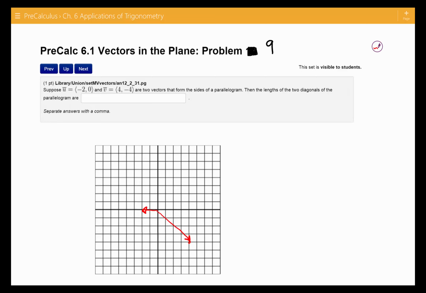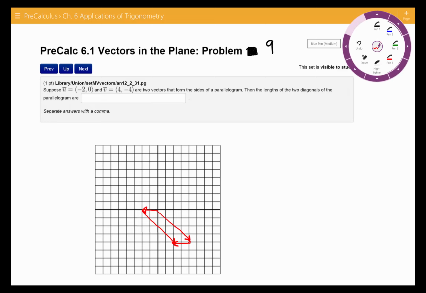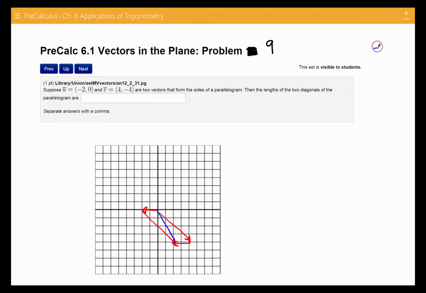Obviously, I can place the other vector u right here, where it goes over to the left, and the other vector v right here, and I've got my parallelogram. Now what I want is the diagonals. So I want this length here and this other length here.